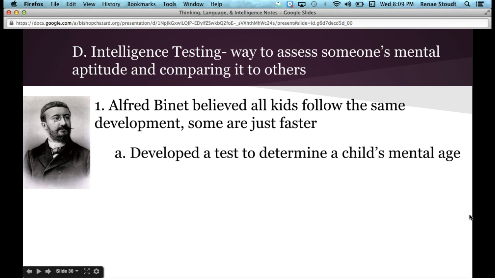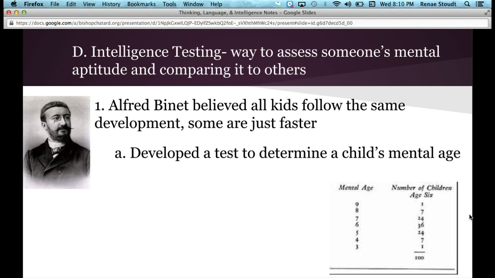He was asked by the French government to develop a test to determine a child's mental age. The reason for this test was because he lived in a time where it was the first time that the French government was going to require all children to attend school. And there were a lot of people that were very concerned about this. They're like, oh, what about these poor kids over here? Are they going to be able to do these things that we're doing in school? So they asked Binet to develop an intelligence test to determine a child's mental age, to determine if they would be able to handle school, basically.